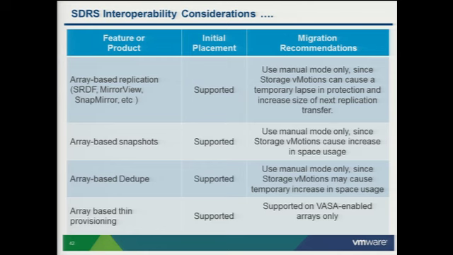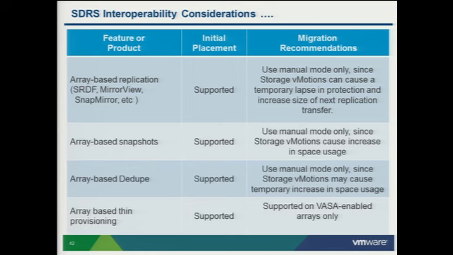Similarly, for array-based snapshots or array-based dedupe, we support them for placement. But for migration, we recommend keeping the migration in manual mode so that you can assess whether to accept the migration recommendation in light of the potential impact on space usage. And finally, array-based thin provisioning is supported for placement. But for migration, it's only supported on VASA-enabled arrays. This is VMware APIs for Storage Awareness. VASA-enabled arrays report an alarm if the backing store of a thin provisioned data store is running low.